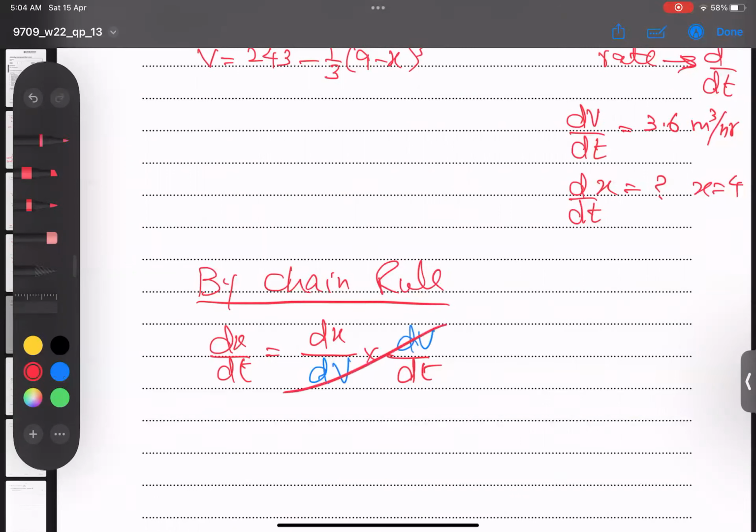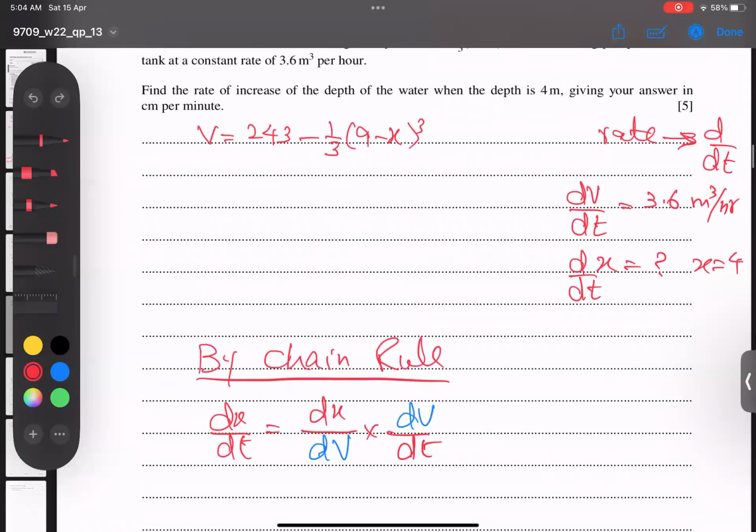I show you d volume and d volume. You can see if I cut them, I get this back. I hope the point is clear. But this I have it, alhamdulillah. But this I don't have, but I can find it from here. So if I find it, I will plug in and get my answer.